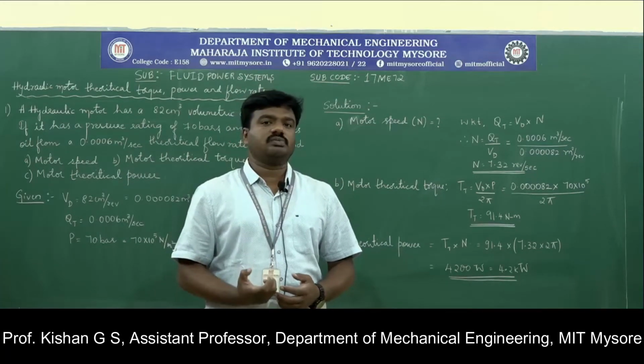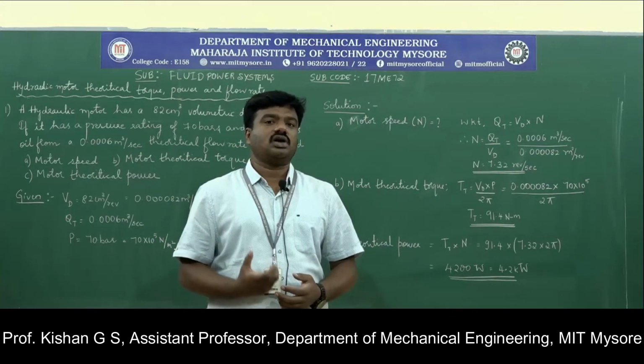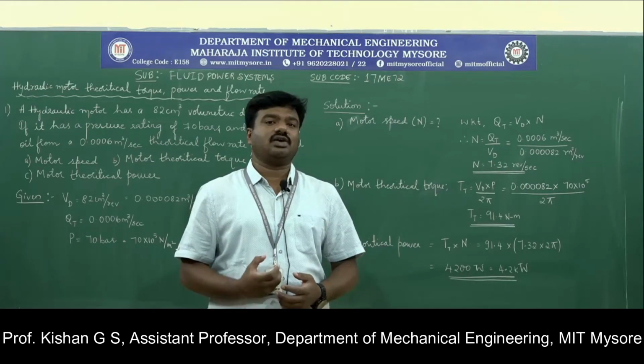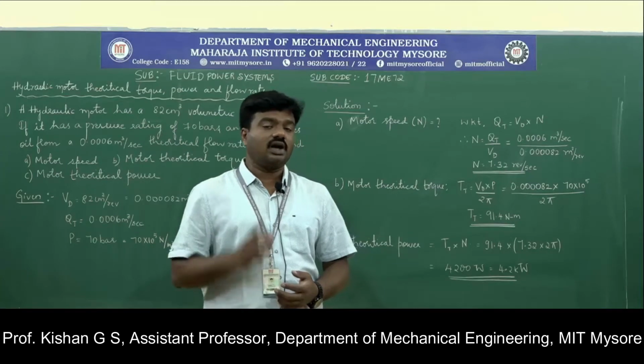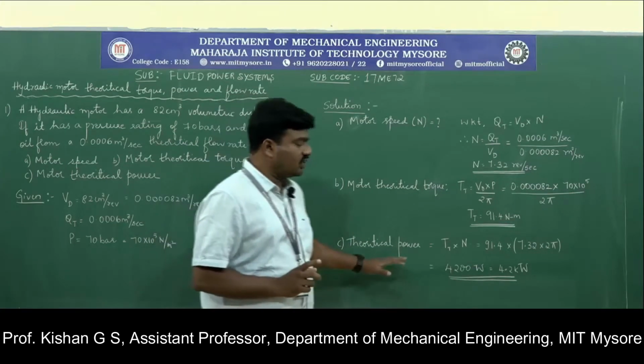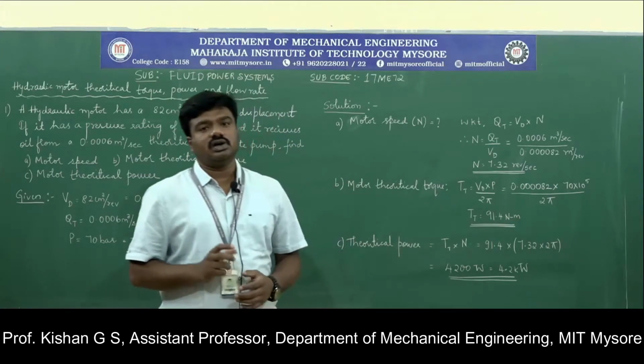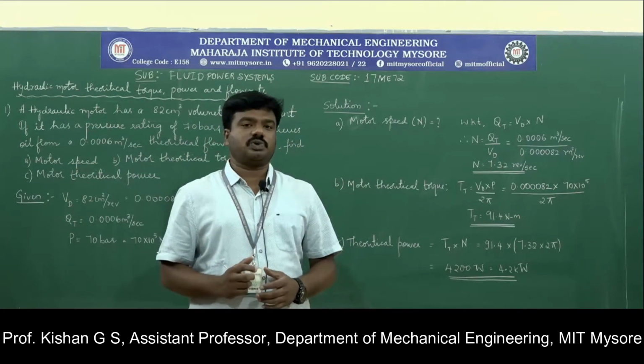Okay, so do remember, you have to concentrate first on converting the given data into standard units, followed by you have to keep the value of N in radians per second only when we are targeting the value of theoretical power, whereas in the rest of the cases N will be taken in revolutions per second or revolutions per minute.